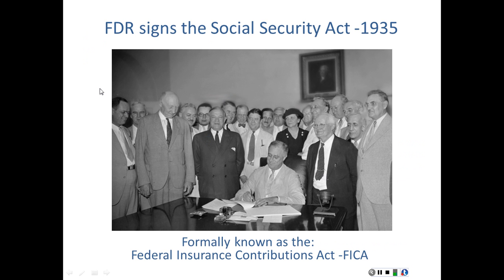Here we are, we've seen this picture before, but this is FDR in 1935, in the middle of the Great Depression, signing the Social Security Act. It's formally known as the Federal Insurance Contributions Act, or FICA, and we're going to use FICA to describe the type of taxes that we deal with and compute in the payroll process. So here is FDR signing it.